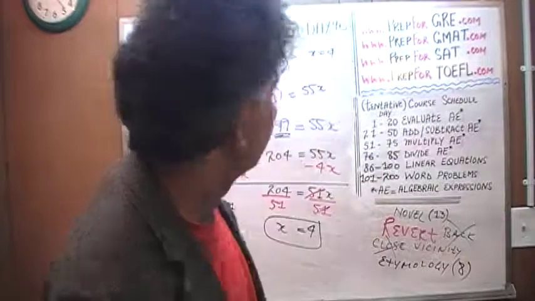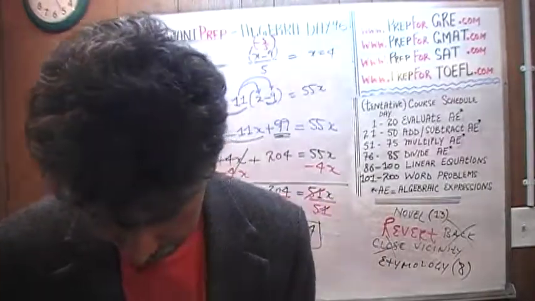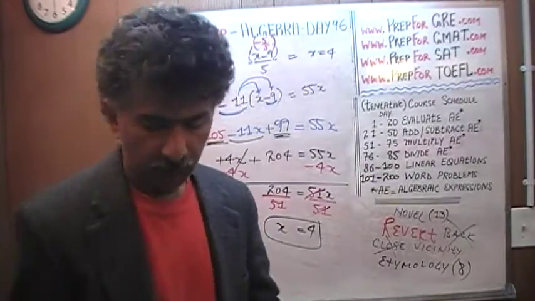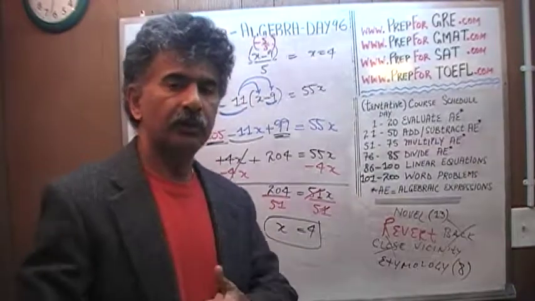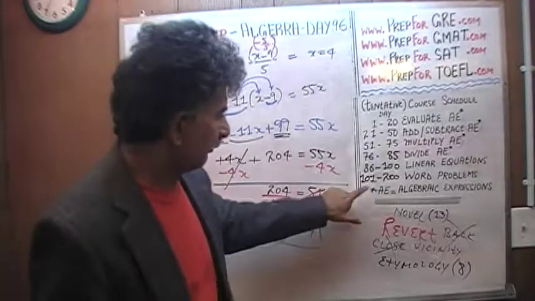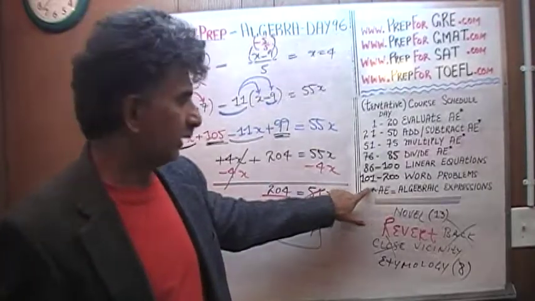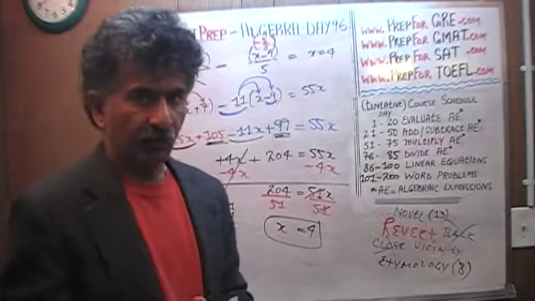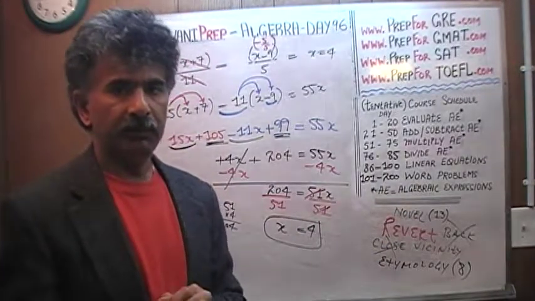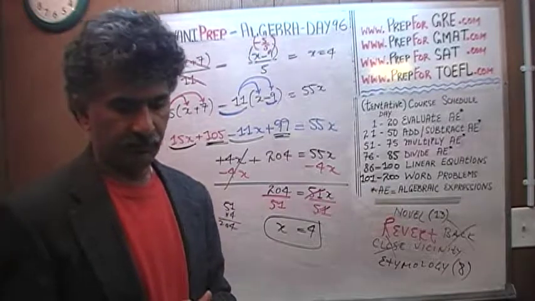What day was this? This was day number 96. I have 4 more to go and we'll be done with what I would consider the first half of the first semester. Then we have 100 more days to go, where we're going to learn how to solve word problems. I'm going to do 100 word problem examples for you, and that will be the end of what I would call the first semester.